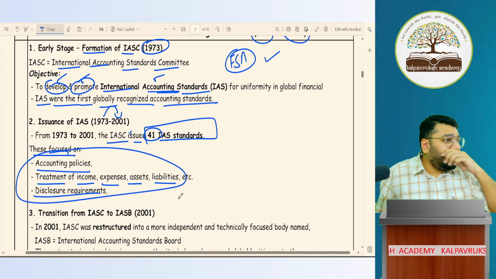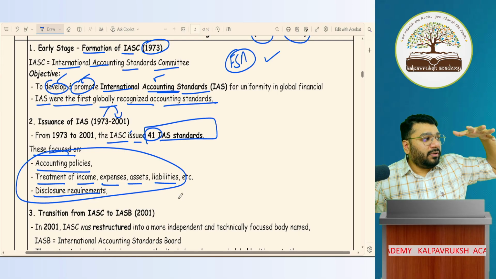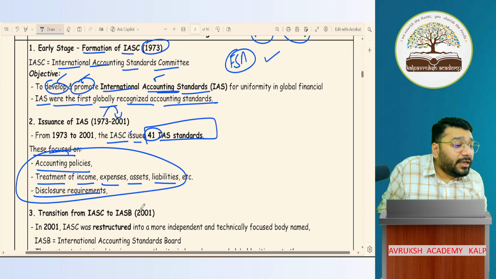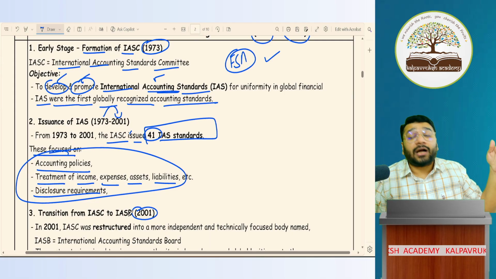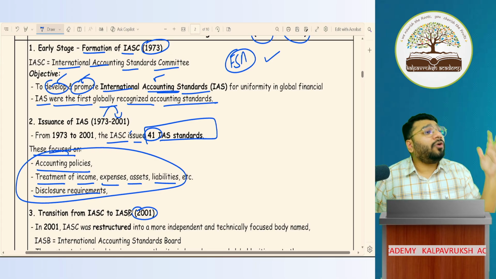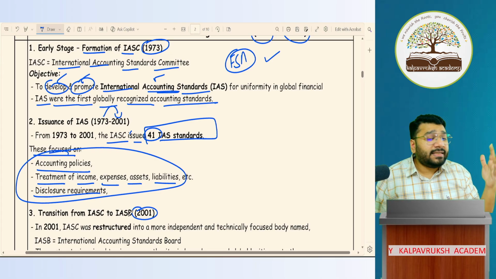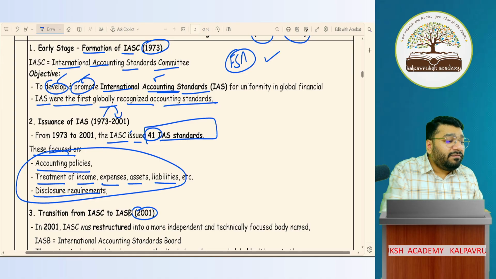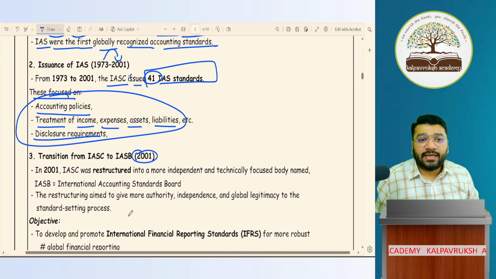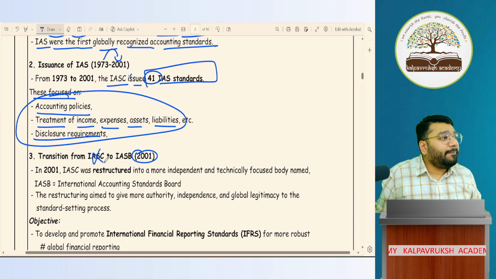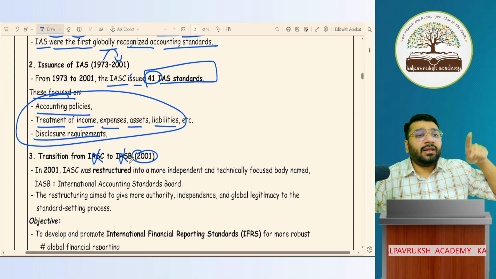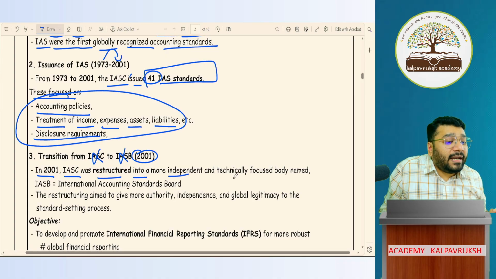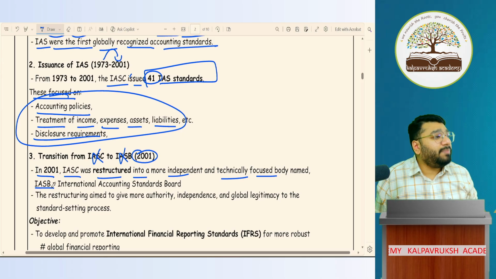Unfortunately, this committee became a little outdated. They could not move with the trend that was developing at that time, in the early 2000s. The countries across the globe were moving at a very fast pace, and a lot of new changes were coming into different countries. So this IASC was not able to give solutions to those problems. Therefore they felt that they had to restructure the IASC. So in 2001, they scrapped this committee and created a new board called the International Accounting Standards Board. IASC was restructured into a more independent and technically focused body called the IASB.